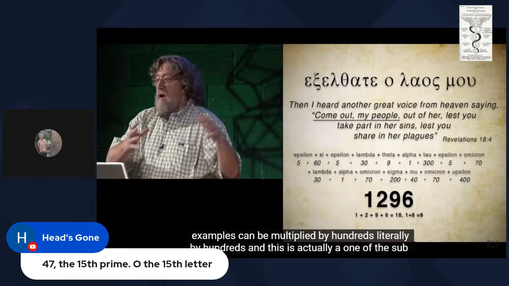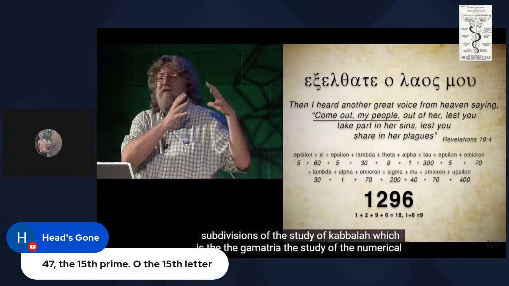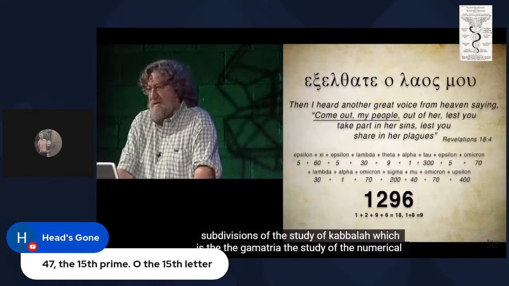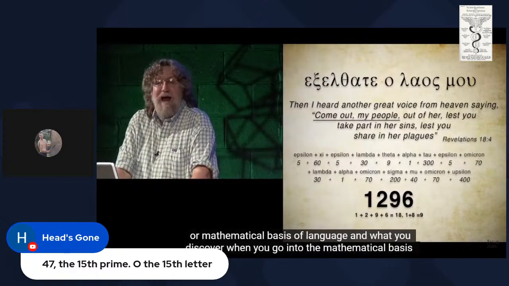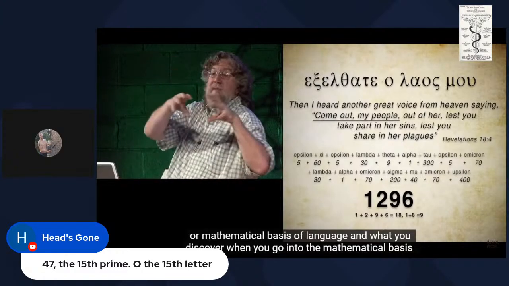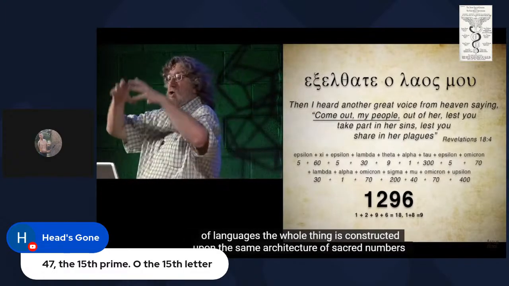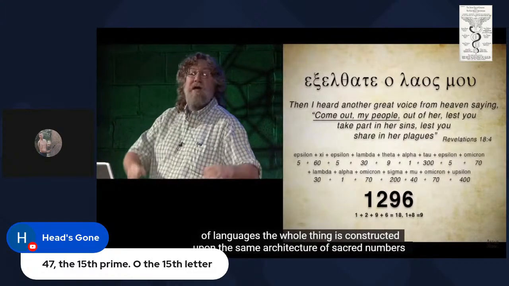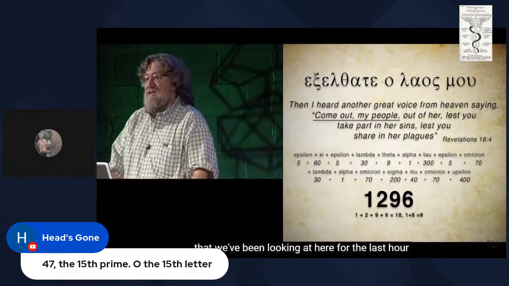And this is actually one of the subdivisions of the study of Kabbalah, which is gematria, the study of the numerical or mathematical basis of language. And what you discover when you go into the mathematical basis of language is the whole thing is constructed upon the same architecture of sacred numbers that we've been looking at here for the last hour.